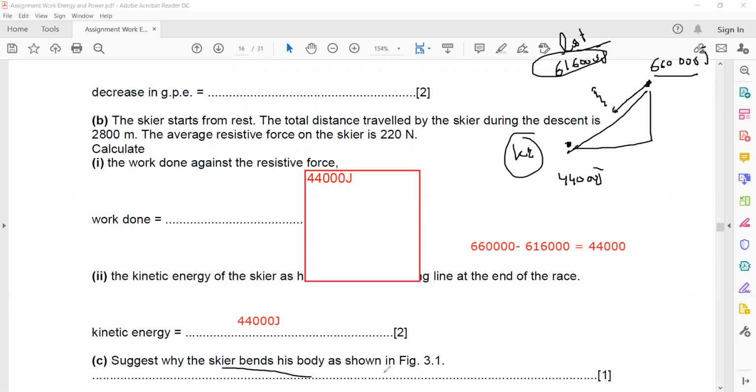And why did he bend his body? To reduce the air resistance, because when we have a small surface area, we have a lower air resistance. Is it clear now? Any doubt in this?